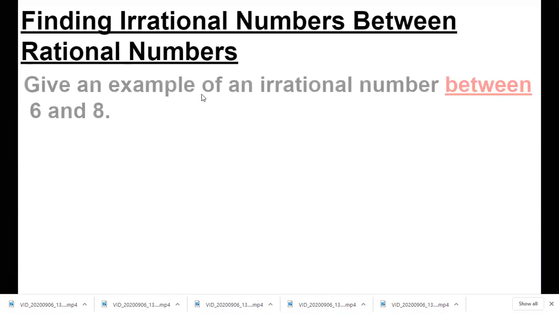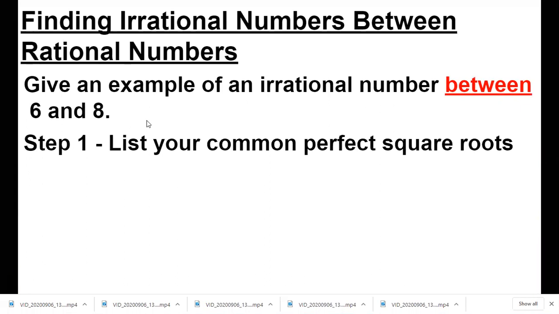Do another one. Give an example of an irrational number between 6 and 8. Ooh, this is the opposite now. Before we were finding a rational number between two irrational numbers, and now we have to find an irrational number between two rational numbers. Okay? So list your common perfect square roots.